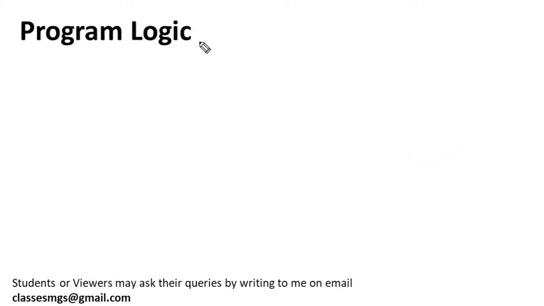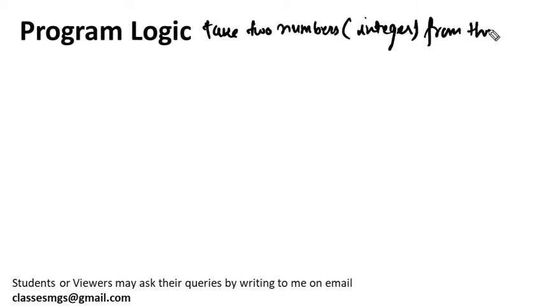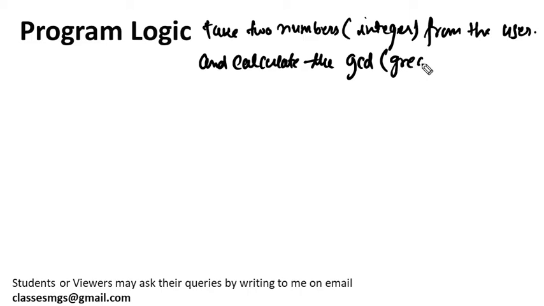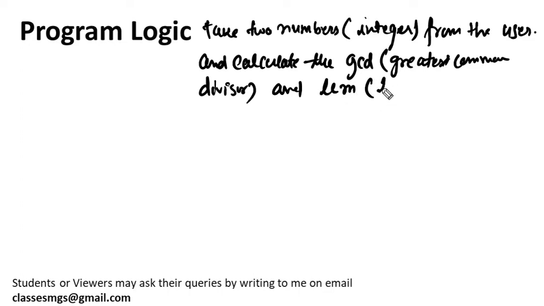So we are going to discuss the problem first. The problem is: take two integer numbers from the user and calculate the GCD, that is greatest common divisor, and LCM, that is least common multiple. So this is the problem you need to solve.